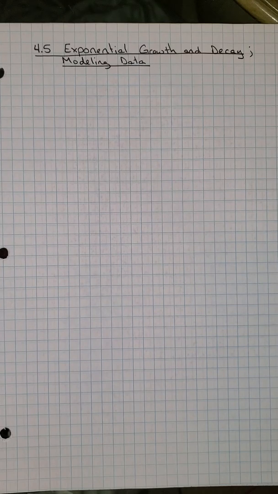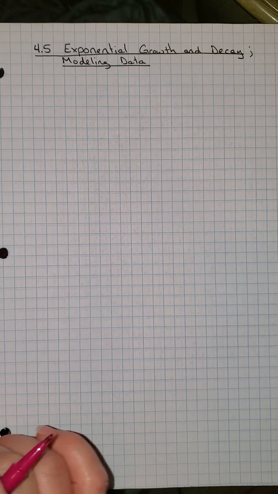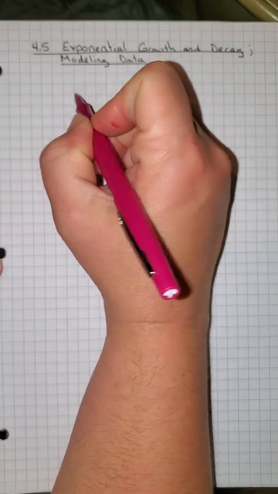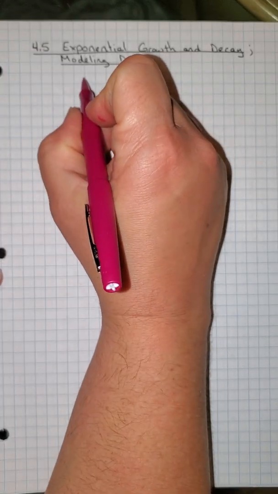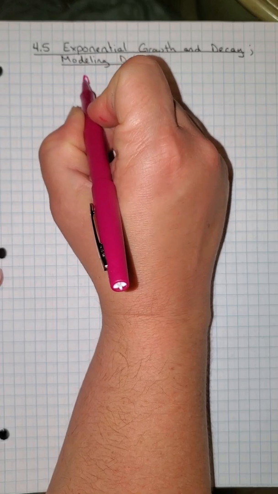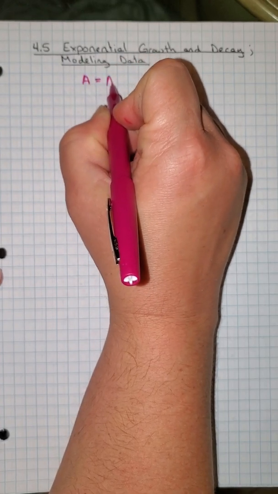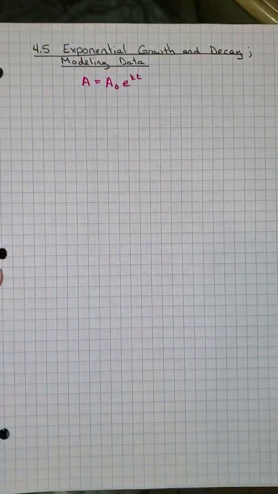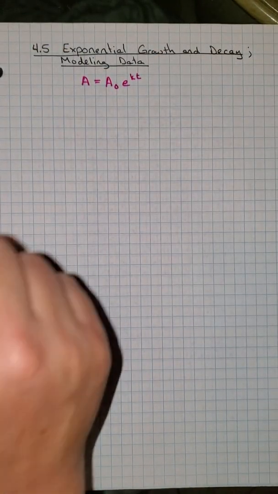Hello everyone, today we are going to do 4.5 exponential growth and decay modeling data. Basically this is just applying what you have been learning with logs to word problem type situations. So actually this is just like the PERT equation. We're just going to change it a little bit to A equals A sub 0 e to the kt, and you can use this for growth and decay.